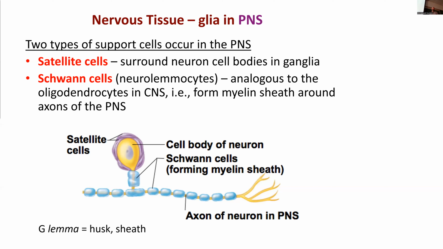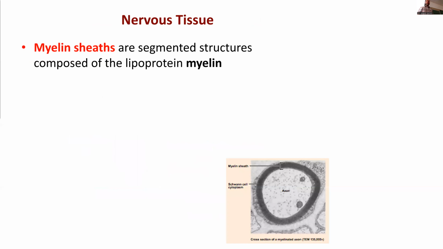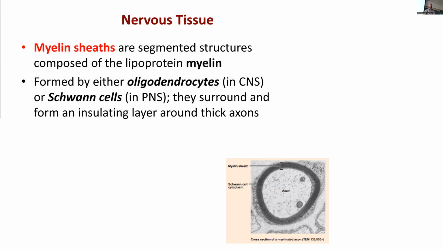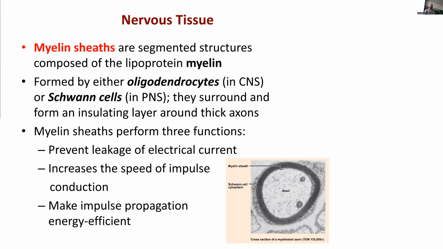Cool, good questions. All right, so let's talk a little bit more about nervous tissue and the structures. So I alluded to the myelin sheaths that are produced by oligodendrocytes in the central nervous system and Schwann cells in the peripheral nervous system. I mentioned it's a lipoprotein, right? And it provides this insulating layer surrounding the axons. And the myelin sheath specifically performs three functions. I mentioned this earlier, but I just want to make this explicit here.